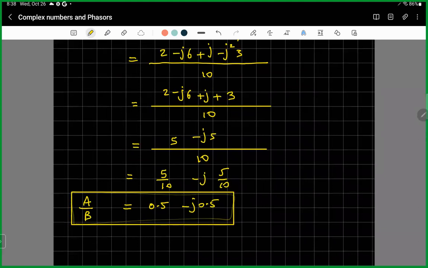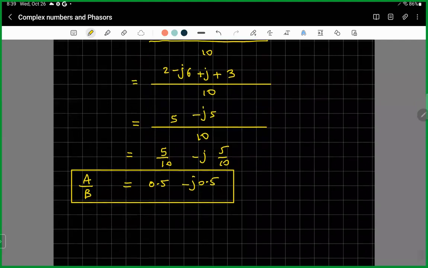So the concept when you divide two numbers, what you're supposed to do, just use the conjugate. All right. But I showed you how to do that, how to multiply and divide using rectangular form. But let me tell you about the practical approach.